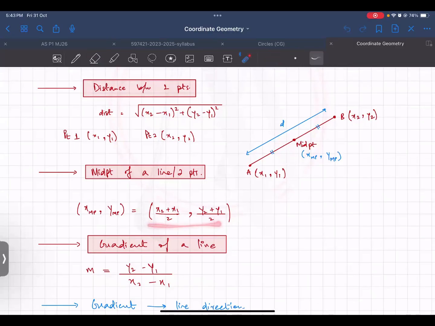Then the midpoint is the center point. For example, these two are the points, and we are finding the midpoint, the coordinate of the center point between the 2 points that they have given you. So you add the x coordinates of the 2 points and divide by 2, and you add the y's and divide by 2.